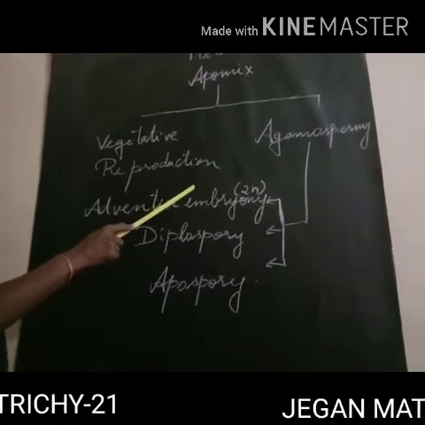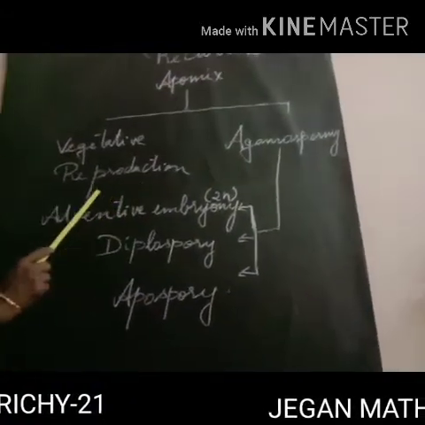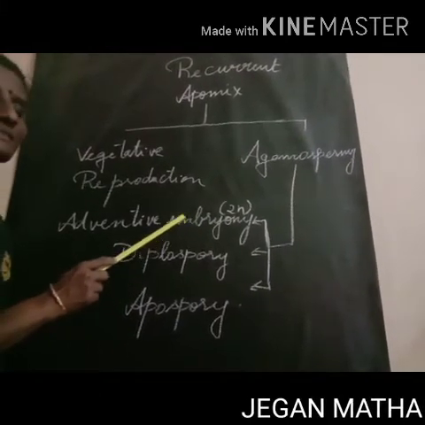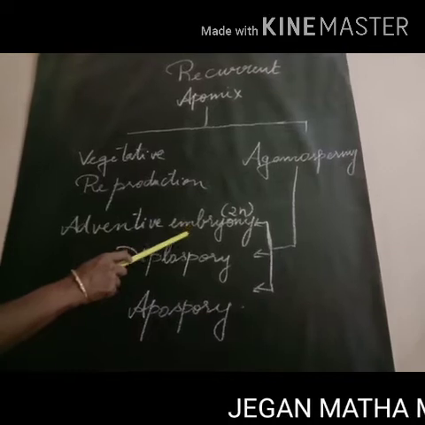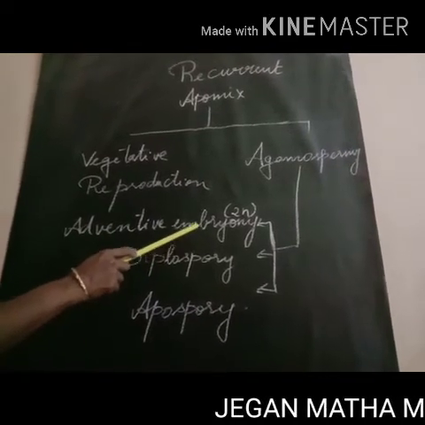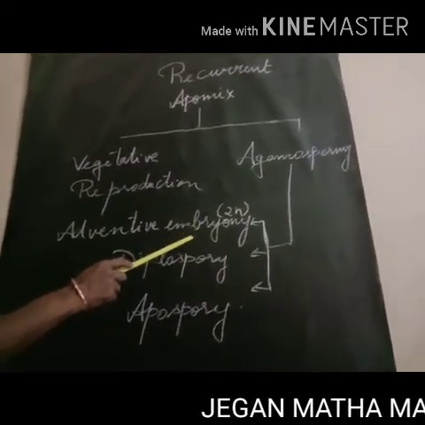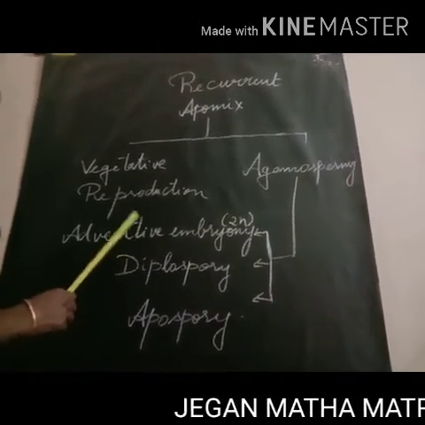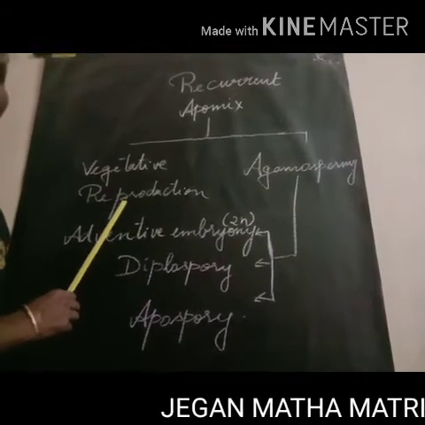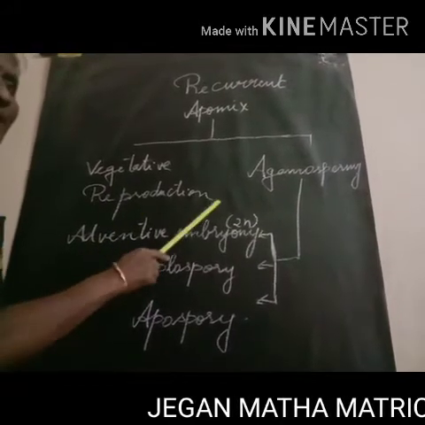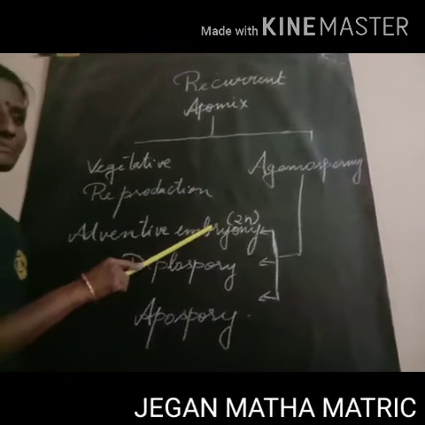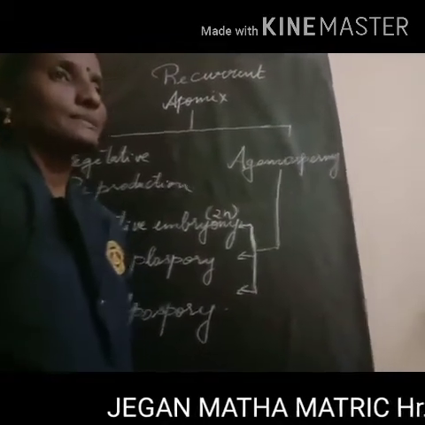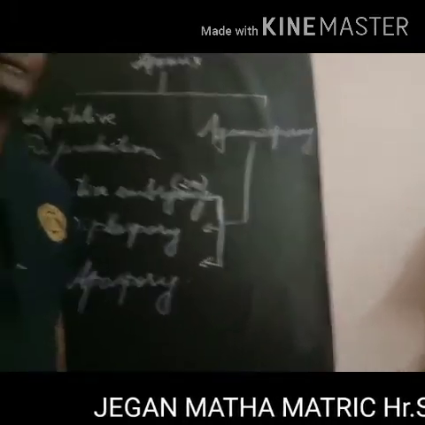Adventive embryony. An embryo arises directly from the diploid sporophytic cell, either from the nucellus or integument. It is also called sporophytic budding because the gametophytic phase is completely absent. Adventive embryony is found in citrus and mangifera.